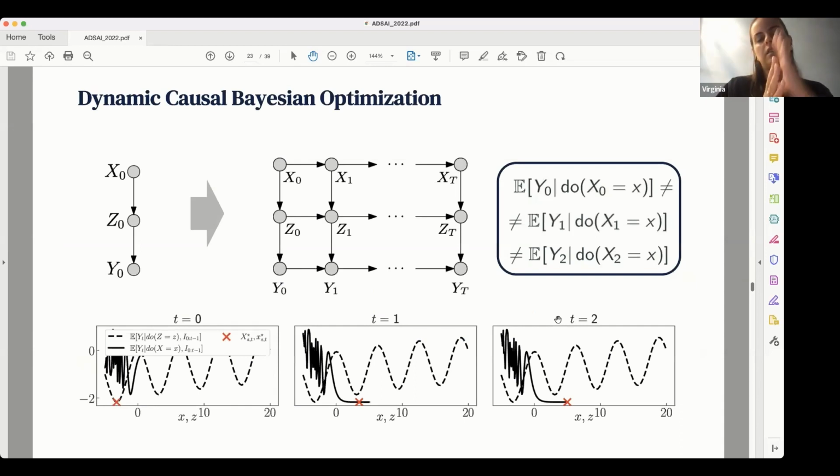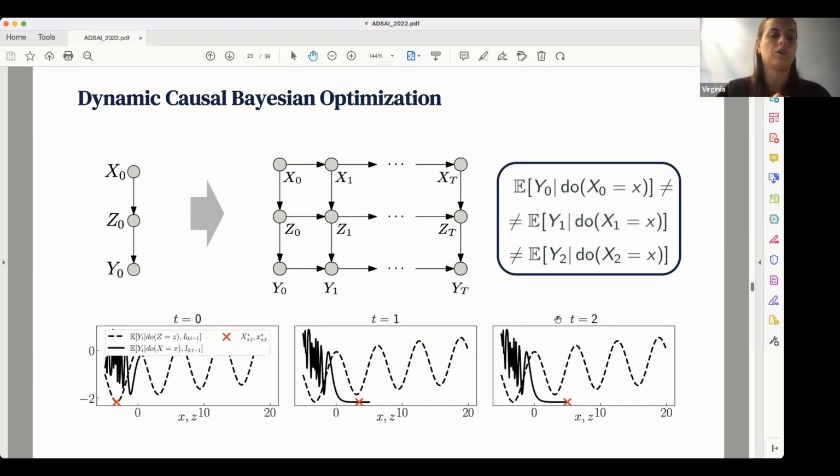So the idea is that if we get our same graph X and Z and we unfold it in time, we get to the causal graph on the right. And the causal effects for an intervention on X at different time steps are different. So for instance, if you look at the causal effects at time 0, 1, and 2, you see how the optimal intervention, which is denoted by this red cross, changes over time.